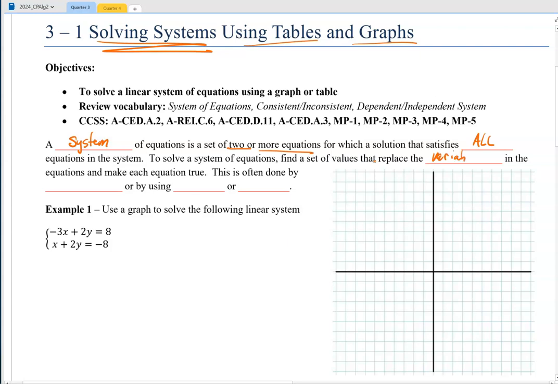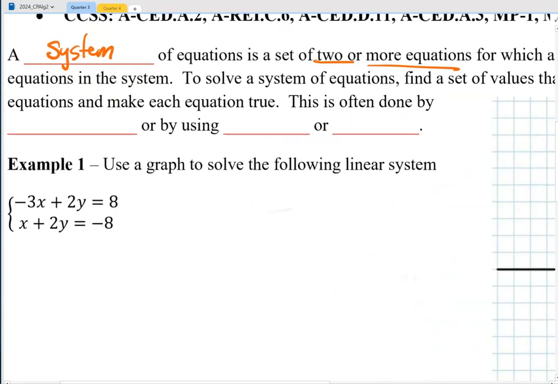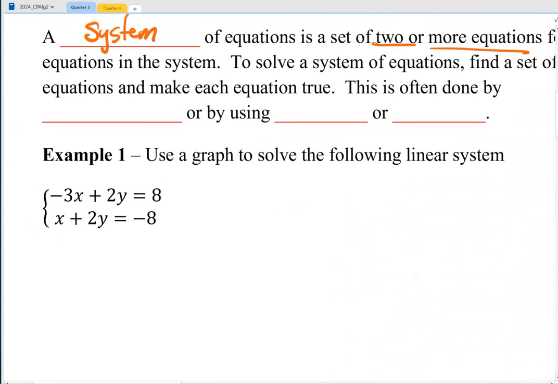So variables, independent and dependent, the x and y coordinates. We find a set of values that replace the variables in the equations that make the equation true. So we're going to substitute the letters with numbers so that the equation is true. One side equals the other. To do this, we will often use the graphing method. We can use tables, or in the next video we'll talk about the methods in which we use plain old algebra.